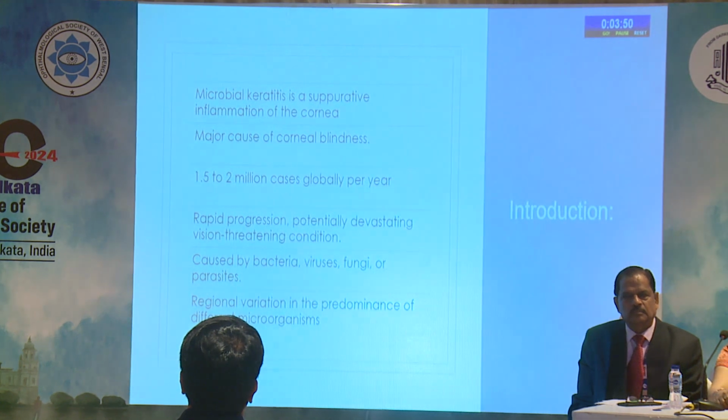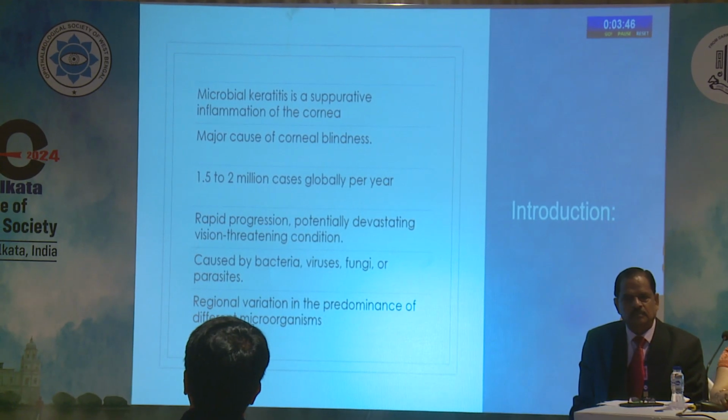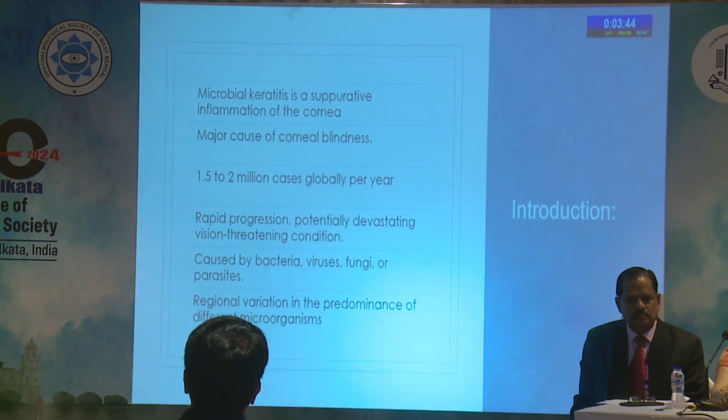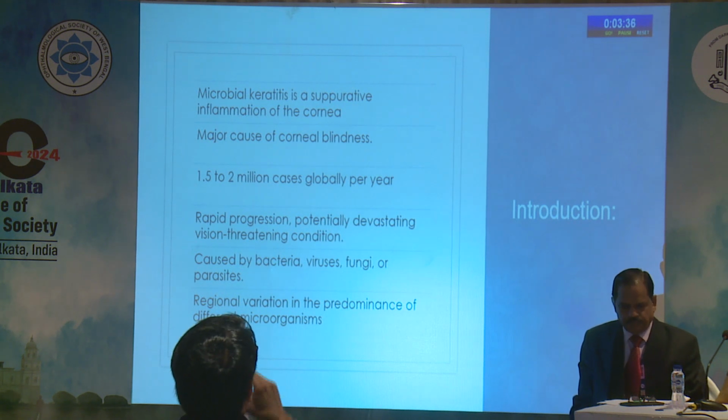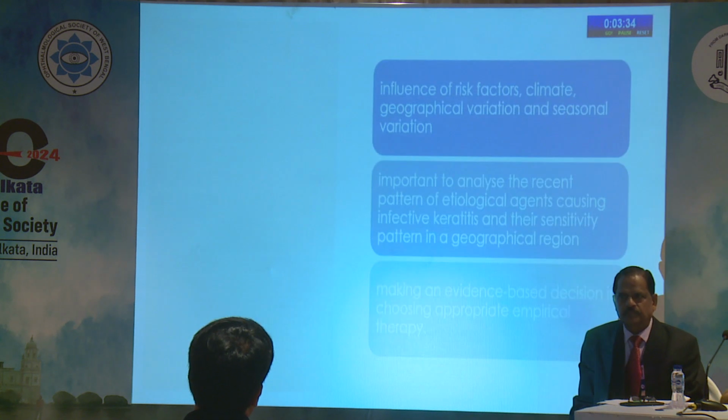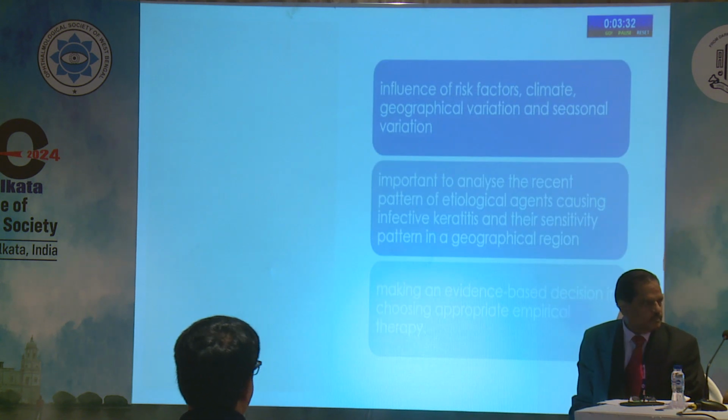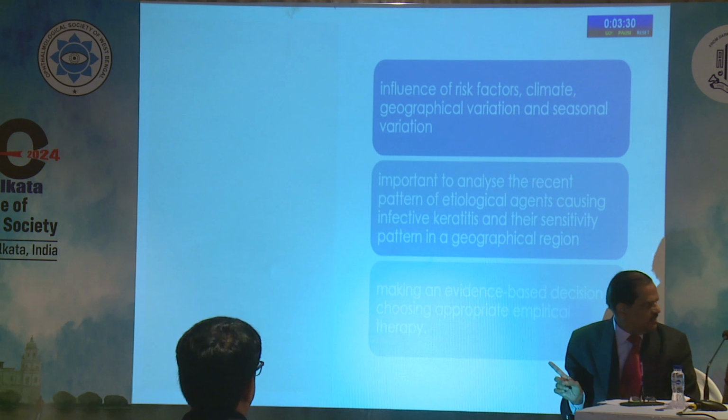Microbial keratitis is a suppurative inflammation of the cornea, and it is a leading cause of corneal blindness. Roughly 1.5 to 2 million cases are affected globally because of its rapid progression. It is mostly caused by bacteria, viruses, and fungi, and there is a regional variation in the predominance of different organisms. This can be due to the influence of risk factors, climate, or geographical variations.